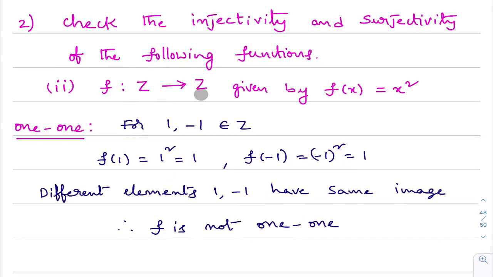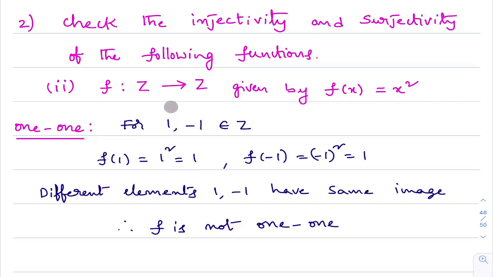So, we need to check the injectivity and surjectivity of this function. Please observe this carefully. This last problem is very similar, but the answer will change. The first problem is defined from natural number to natural number. This function's domain is integers. This function's codomain is integers. Domain is integer, codomain is also integer. Okay, we need to check injectivity. Injectivity means 1-1 function.